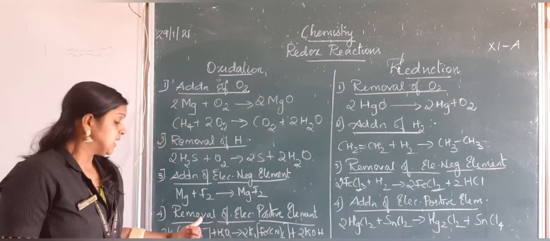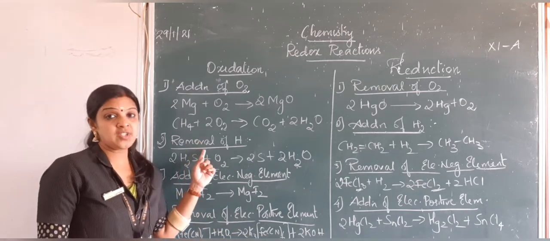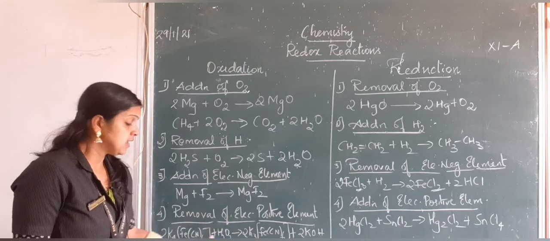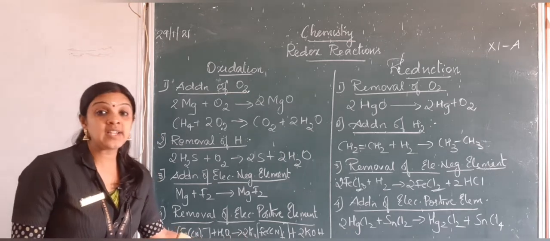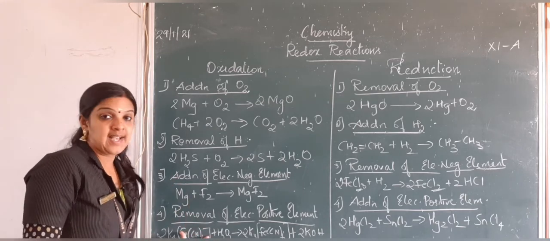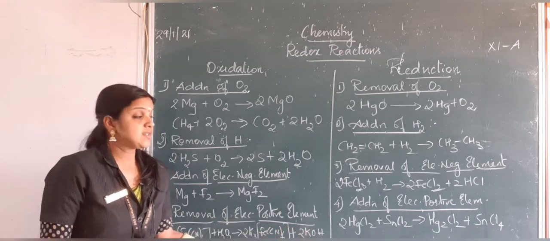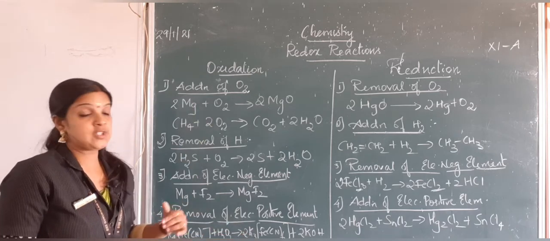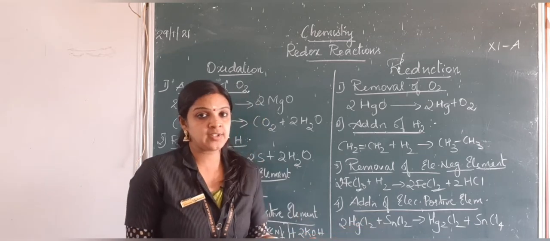The last one is removal of an electropositive element. When I say hydrogen is removed, it is electropositive. Here potassium ferrocyanide, when it reacts with hydrogen peroxide, K4 becomes K3. One electropositive potassium is removed from the reactant and thus we get K3Fe(CN)6 plus KOH. So when removal of an electropositive element is an oxidation reaction, addition of an electropositive element will be a reduction reaction.